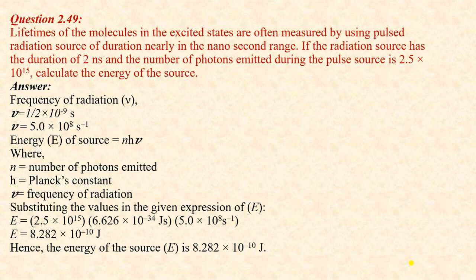So here frequency can be determined using the formula 1 by time period. Time is given as 2 nanoseconds. So here convert nanoseconds into seconds. So here 1 by 2 into 10 to the power minus 9, which is equal to 5 into 10 to the power 8. The formula of energy is n h nu. So here put all the values and the energy of the source is equal to 8.282 into 10 to the power minus 10 joule.